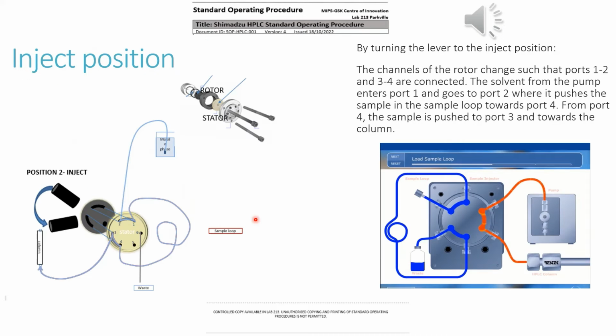By turning the lever to the inject position, the channels of the rotor change such that ports 1, 2, and 3, 4 are connected. The solvent from the pump enters port 1 and goes to port 2, where it pushes the sample in the sample loop towards port 4. From port 4, the sample is pushed to port 3 towards the column.